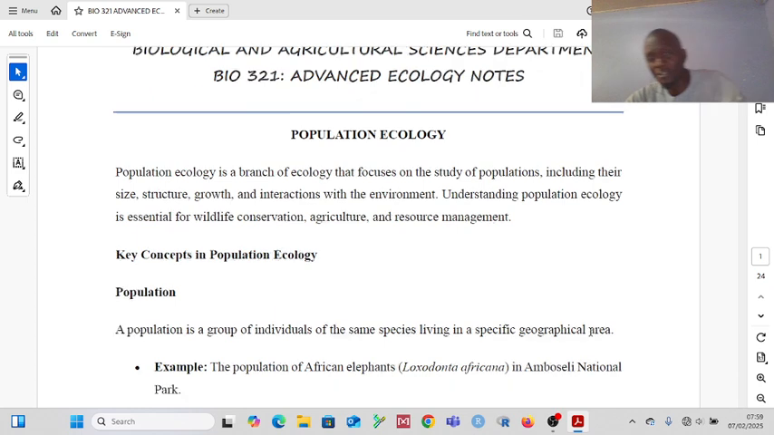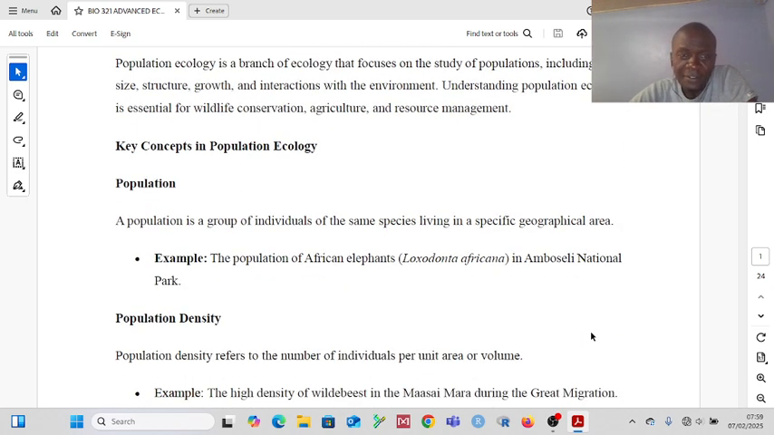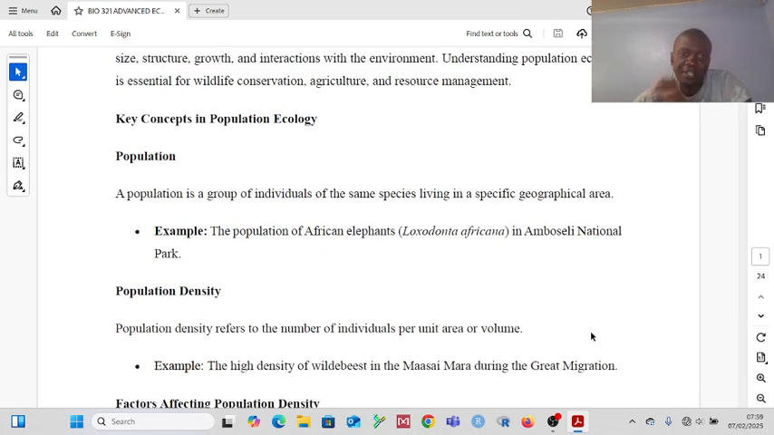So in population ecology, there are several concepts that you really have to understand so that when you talk about population ecology, it makes more sense. One of them is the term population. When you talk of population in this sense, you are referring to that group of individuals or organisms of the same species who are living in a specific geographical area.